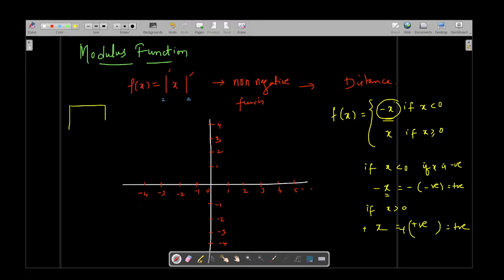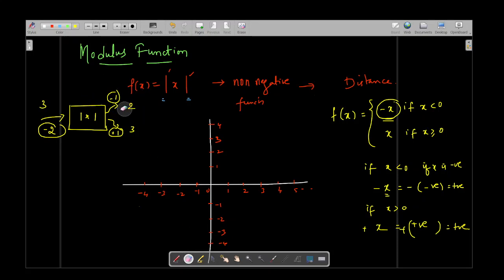So what happens if I take this function as a box which takes modulus of x? If I give minus 2, the function checks: if it is negative, it multiplies by minus 1. If it is positive, it multiplies by plus 1. So minus 2 is negative, so it multiplies by minus 1 and produces plus 2. If it is 3, then it multiplies by plus 1 and produces 3. This is how it always outputs a positive value.